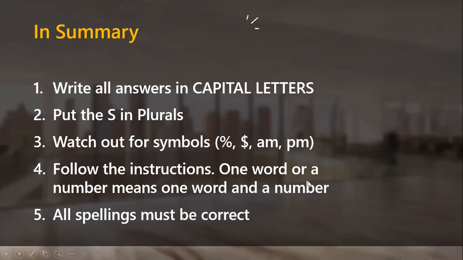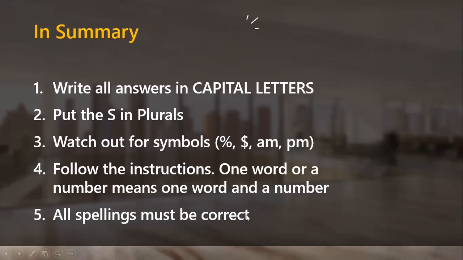Follow the instructions. One word and or a number means one word and a number. Don't write more than one word. If they say 2 words and or a number, don't write more than 2 words. In any instruction, do not write more than one number. Just one number or 2.